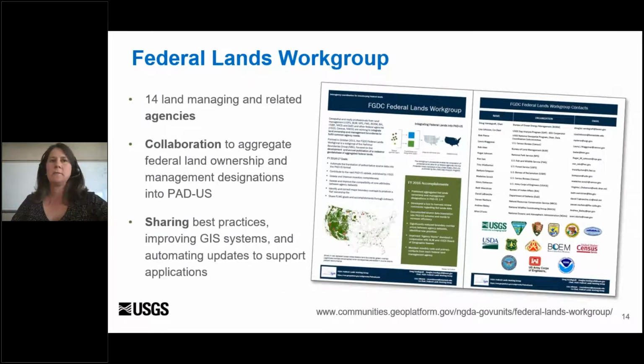A key stakeholder group is the Federal Geographic Data Committee's Federal Lands Work Group, led by U.S. Geological Survey, the National Park Service, and the Census Bureau. 14 federal agencies participate, including NOAA as the sole source of all marine protected areas data in PAD-US, and others working to compile federal lands data to meet common agency needs. The group meets regularly to refine protocols, support applications, or raise awareness of needs and opportunities. Next slide.